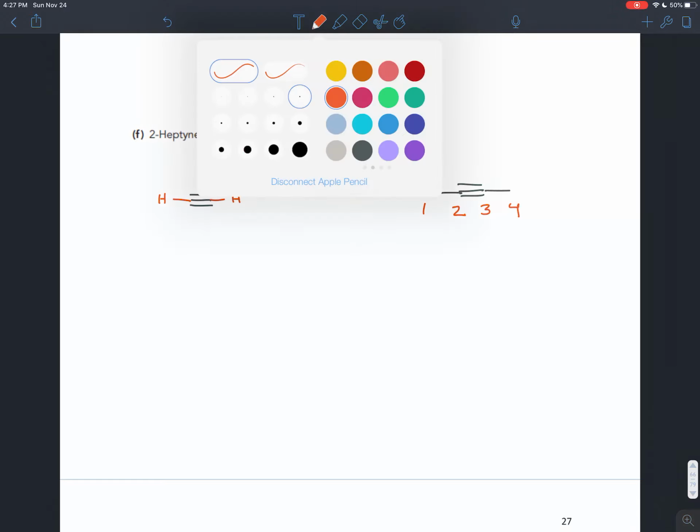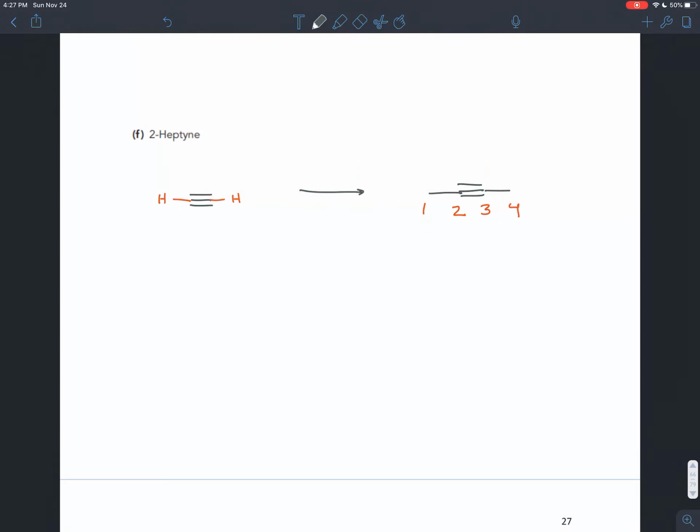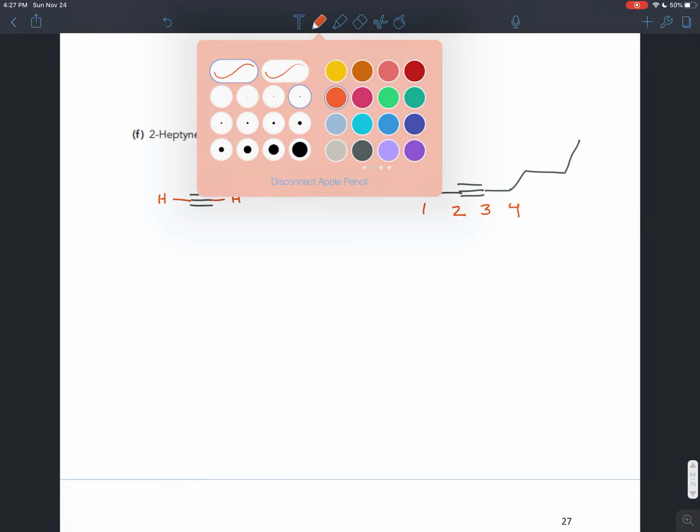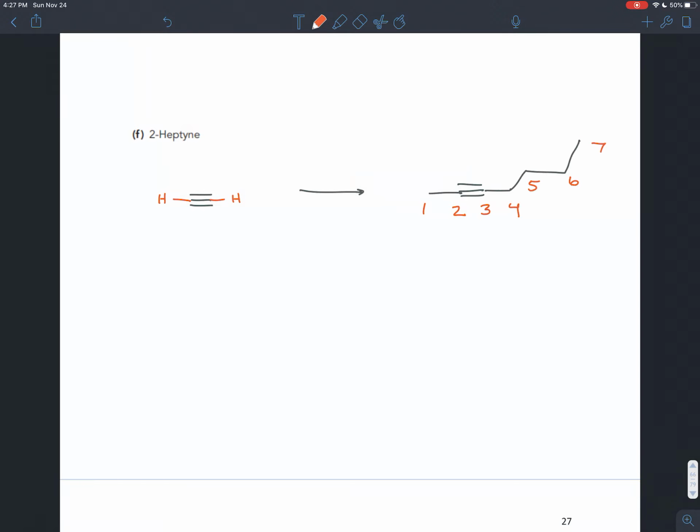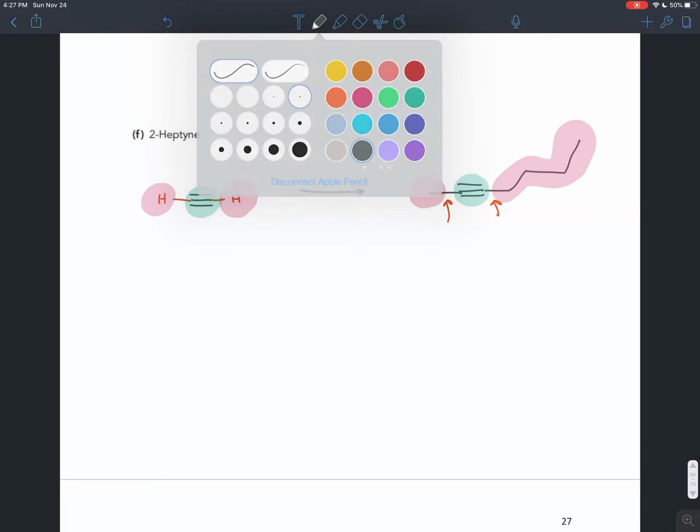Because the prefix is hept, we have 7 carbons. So we already have 4 written. Here's 5, 6, 7. So you can number it just to make sure. There is 2-heptyne. So when we compare 2-heptyne with our original molecule, acetylene, we see some similarities and some differences. The 2 carbons in the triple bond are still there, but the hydrogens have changed. They've been turned into carbon chains, and 2 new carbon-to-carbon bonds have been formed.